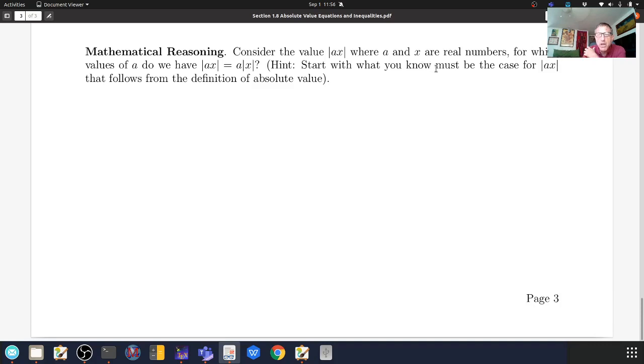Start with what you know must be the case for the absolute value of A times X. That follows from the definition of the absolute value, and see if you can come up with the answer to that. You might or you might not see that on our exam. So this concludes lecture 8.1.8.